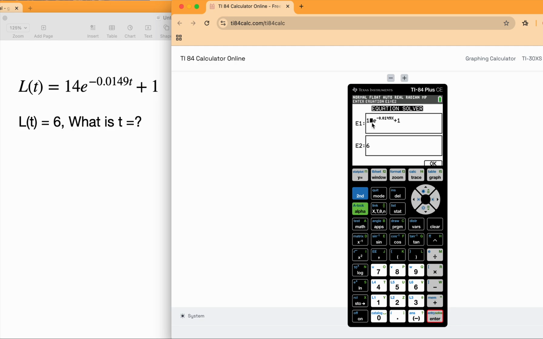So input the function into the equation 1.